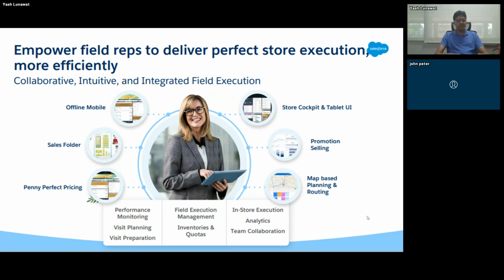Then, how CG Cloud would empower field service reps to deliver perfect store execution more efficiently. So one of the key features of CG Cloud is the offline mobile app. You heard me right. The CG Cloud app works offline. We'll see that as part of our today's demo. We'll see what sales folder is. We'll see what penny perfect pricing is. What is store cockpit and tablet UI. Then promotion based selling and the entire maps piece. We'll see it as part of our today's demo.